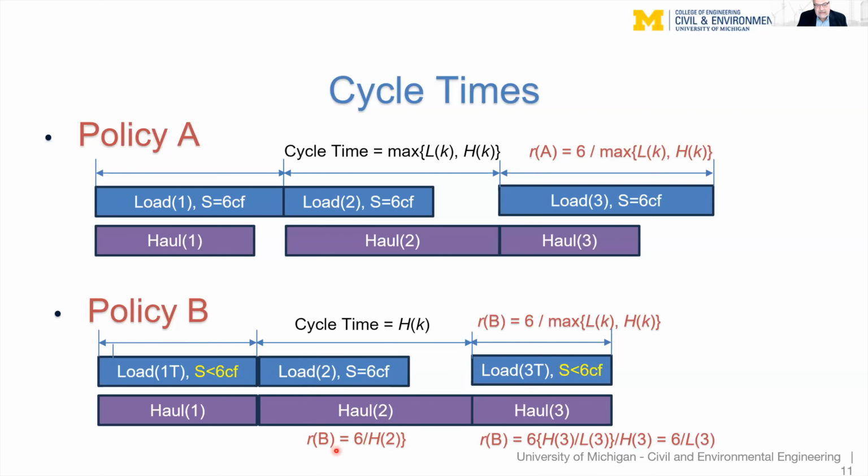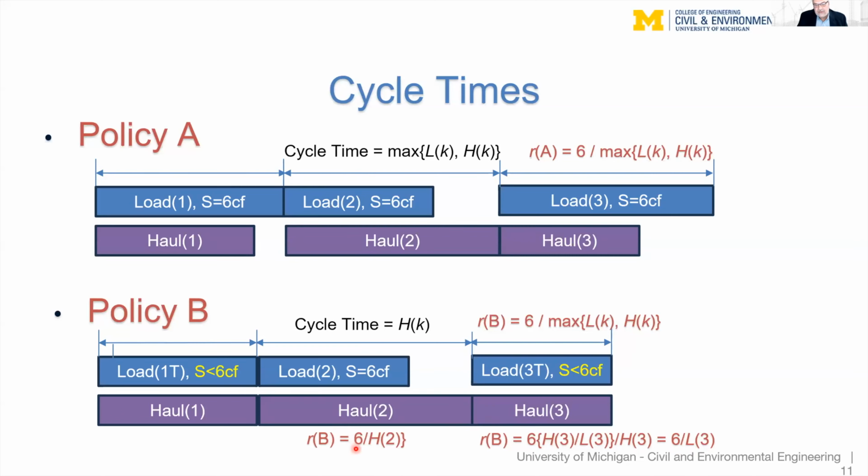Well, if we look at this cycle right here, where load is short and hole is long, then clearly we get 6 cubic feet divided by H2. If we look at this cycle here, the amount of soil in the wheelbarrow is 6 times H over L, where H is the duration of H3, and L is the amount that would have been needed to load the entire 6 cubic feet. So this ratio gives us something less than 6, and then we divide the whole thing by the duration of H3. Now H3 cancels out, and we get 6 over L3.